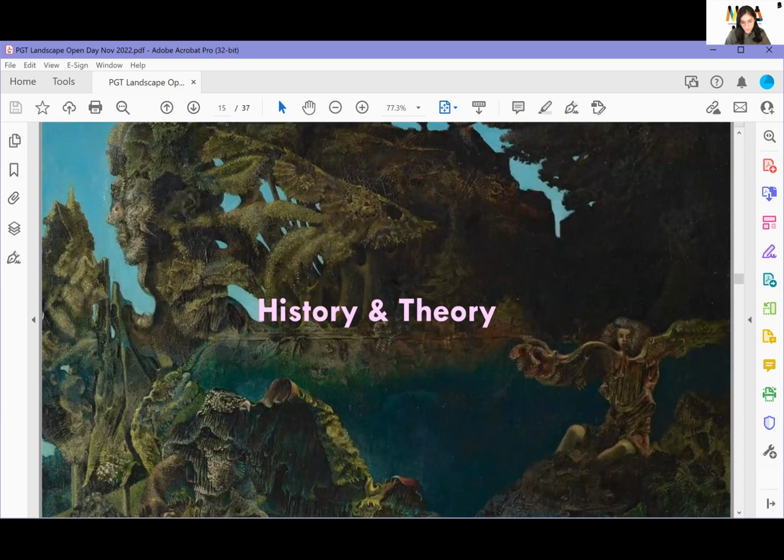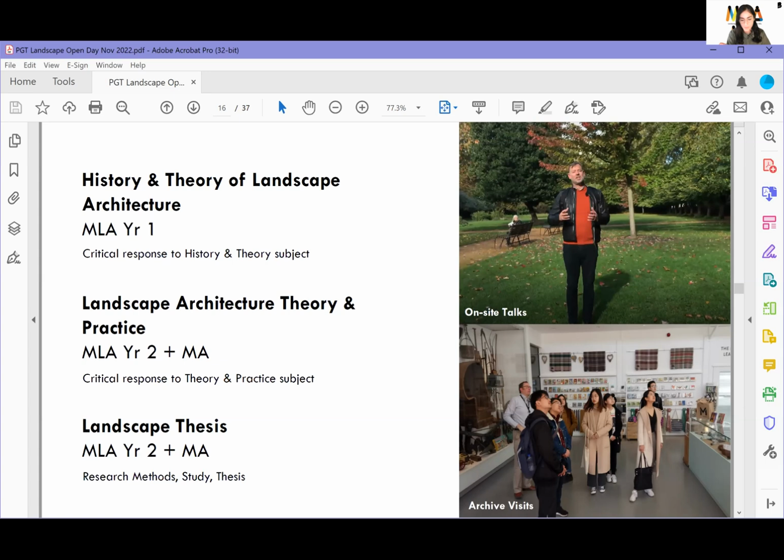Then through history and theory, you can see here, this is the lovely Tim who coordinates the history and theory module. So you'll start the year by having a number of different lectures. You'll go on walking lectures on sites. You'll visit archives and different buildings where this module will be delivered to you in these different formats.